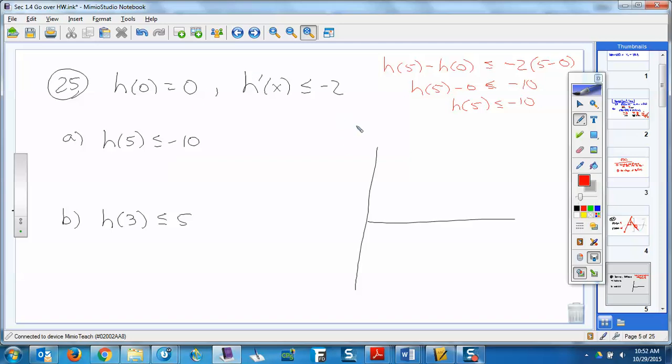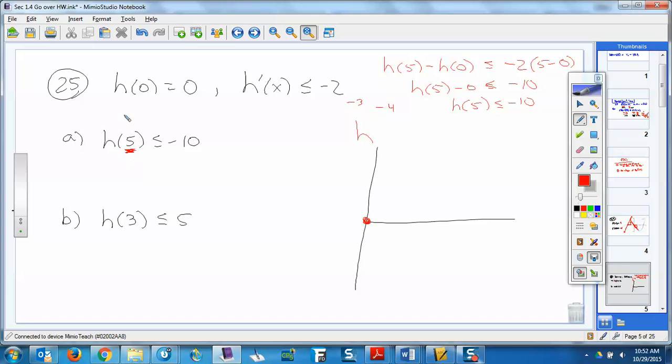So what I would suggest here is, let's talk about that. What I said yesterday was, okay, here's my h function. They tell me h of 0 is 0, so that's there. They tell me this, which means what? Less than or equal to, which means it could be like negative 3 or negative 4 or those kind of numbers, right?